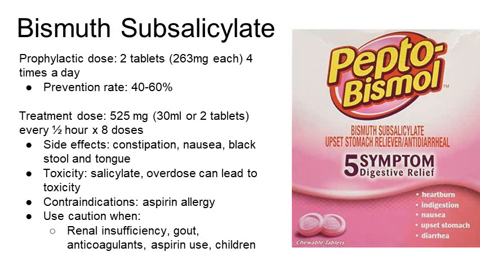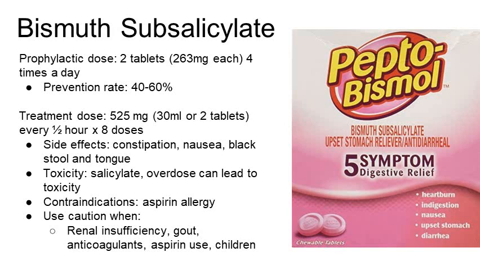If you already have symptoms and you have a diagnosis of traveler's diarrhea, then you're taking it for symptomatic treatment. The dose for that is going to be 525 milligrams every half hour for 8 doses. Side effects could be constipation, nausea, and important to note, black stool and tongue. Oftentimes these can get confused with melanotic stool, which is concerning for a GI bleed. So be sure to counsel your patients that they will have those changes in the stool. It also can produce a black tongue.